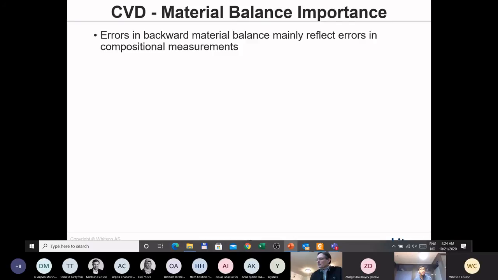On this slide, we will briefly talk about the importance of the CVD material balance. Here we are only talking about the backward material balance, because that's really giving us information on how good the quality is for the compositional data reported by the lab for the CVD experiment.